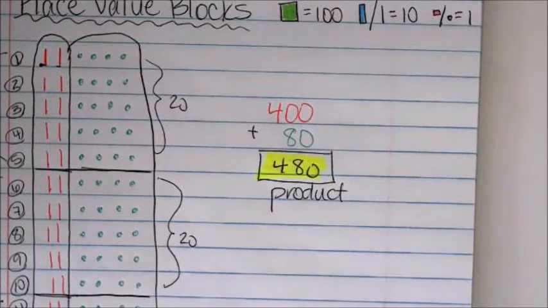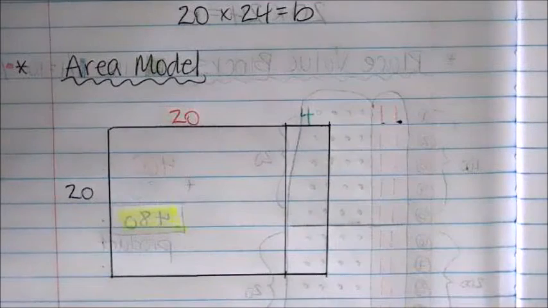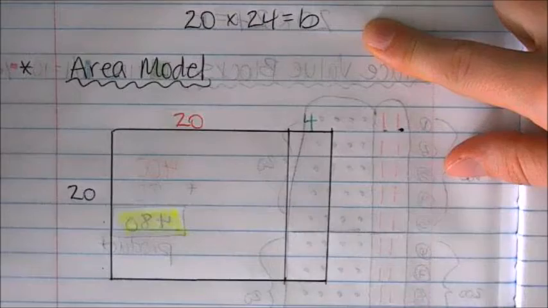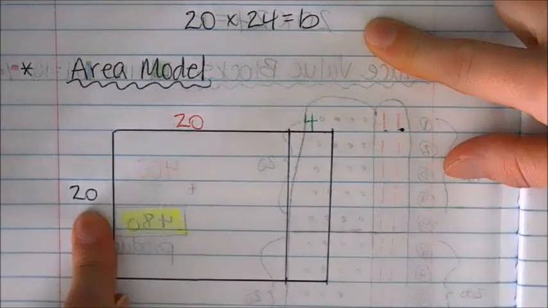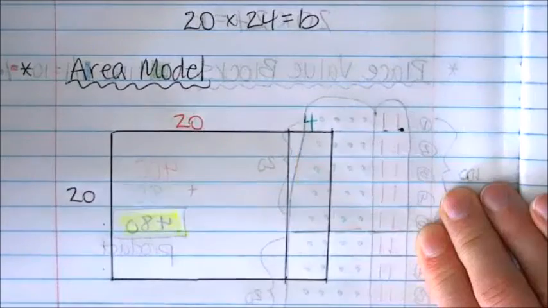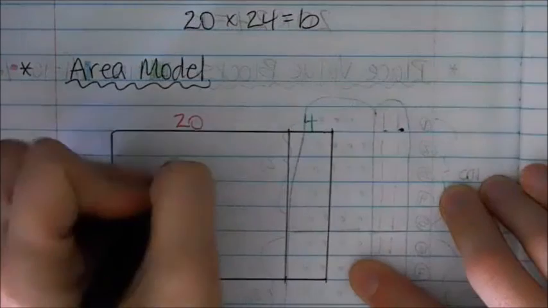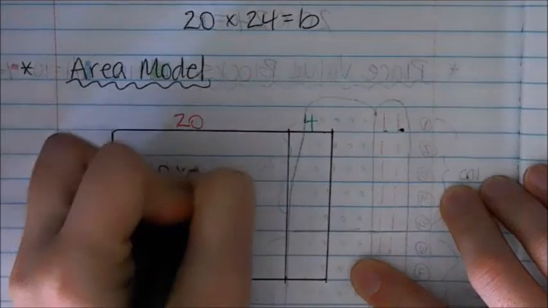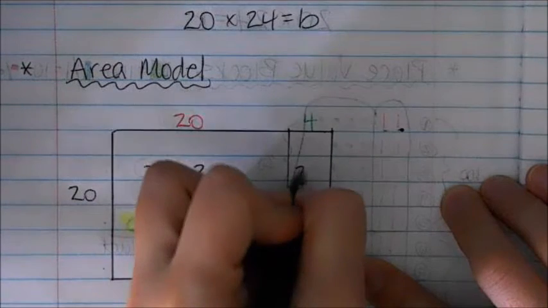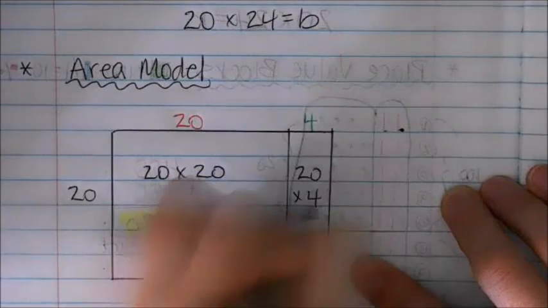Here is our next way to solve this using the area model. Okay, using the area model, I'm going to take 20 times 24, the same exact problem. I take 20 here, and then I break up 24 by the place value, 20 and 4. Right here, I'm going to multiply 20 times 20. And right here, I'm going to multiply 20 times 4.